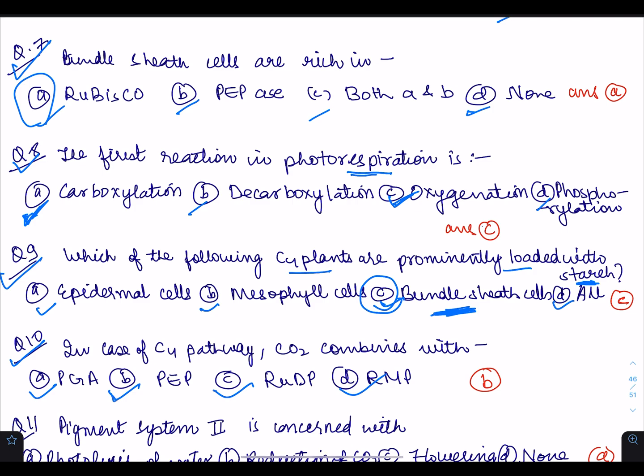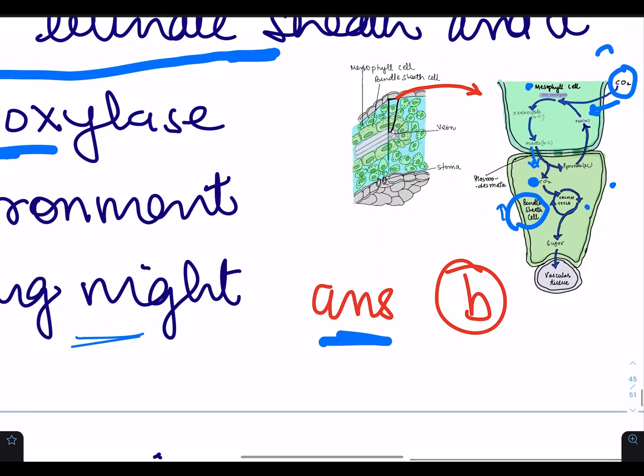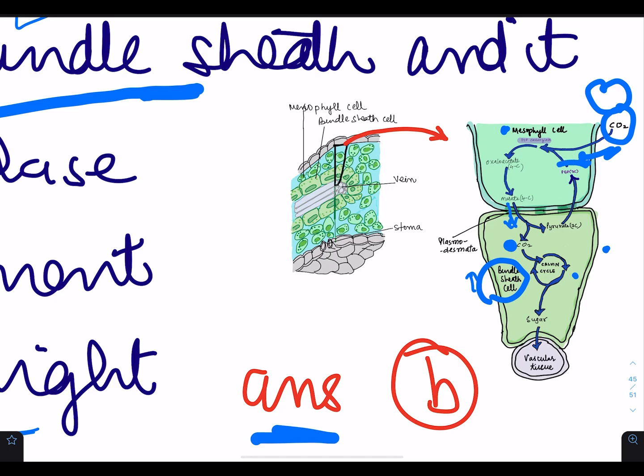Question 10. In case of C4 pathway, carbon dioxide combines with PGA, PEP, RuBP, or RMP. Our answer is B. Because carbon dioxide combines with PEP in C4 pathway. We can have a look at the diagram. Carbon dioxide is combining with PEP here. Okay.